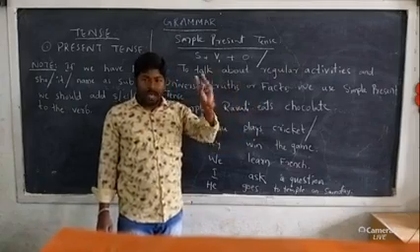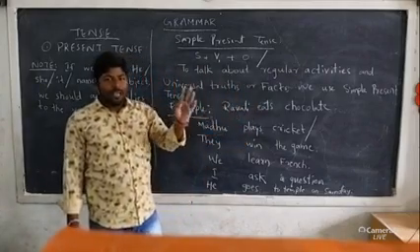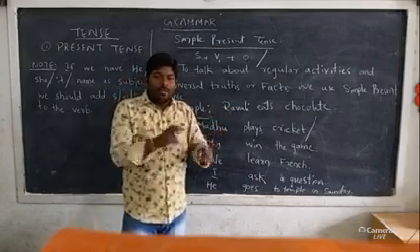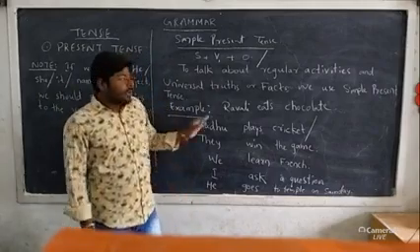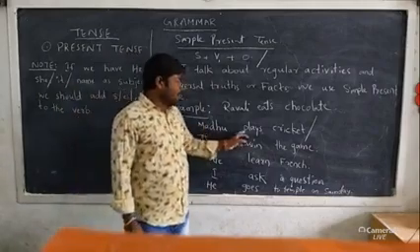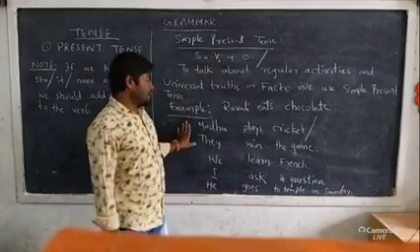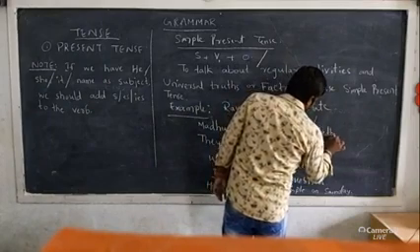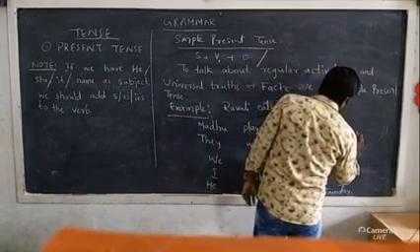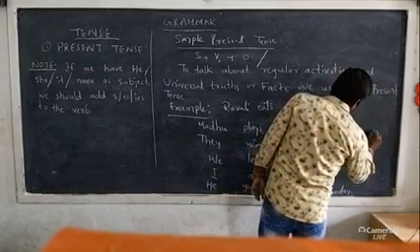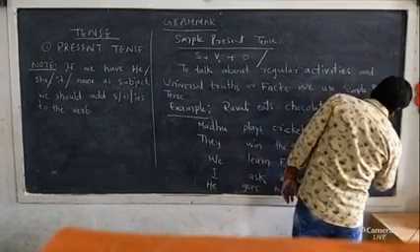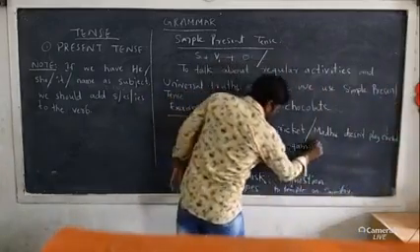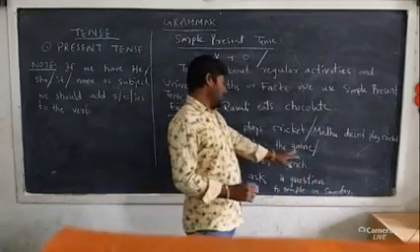If we have no, not, or never or unless, if we have any word from these four, then it is called a negative sentence. So how can we make this sentence negative? Madhu plays cricket. Madhu doesn't play cricket.